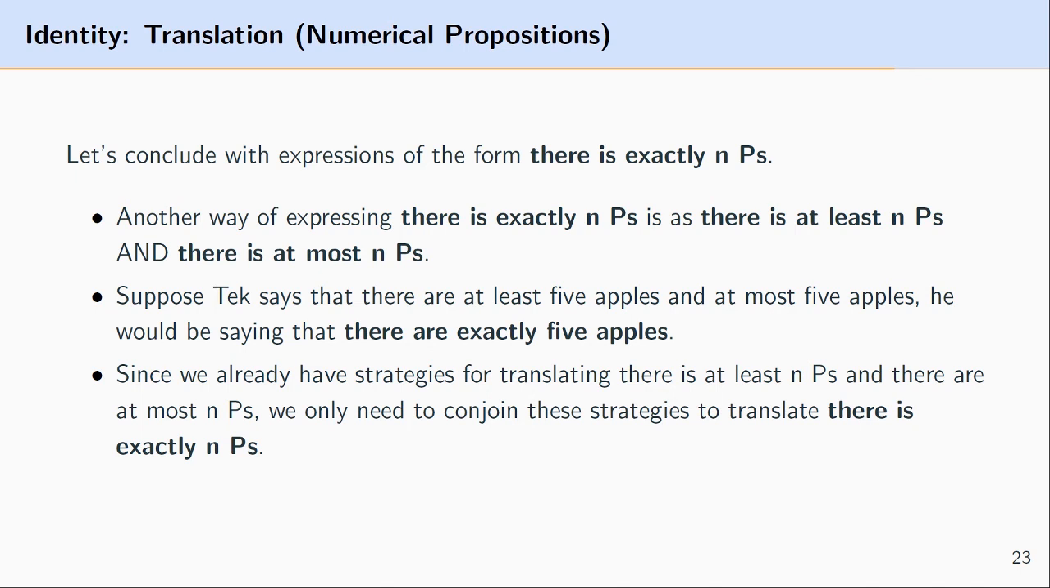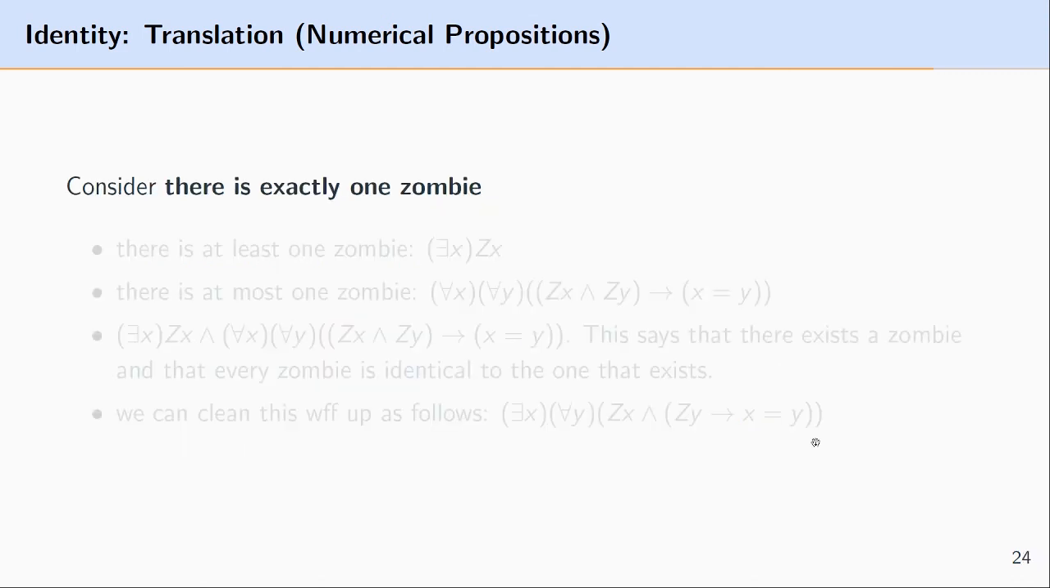And since we have a method already for translating formulas that say something like there is at least n P's, and we have a method for translating there is at most n P's, then we can translate sentences that say there is exactly n number of items that have the property P. And so we'll simply take our two methods and combine them together in a conjunction. So let's look at an example.